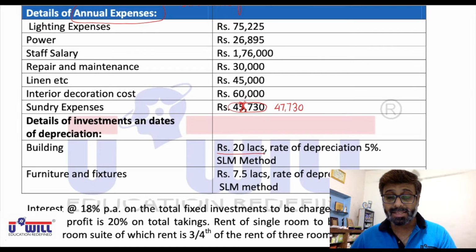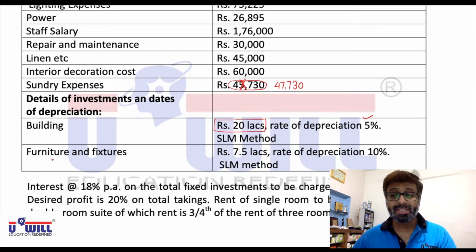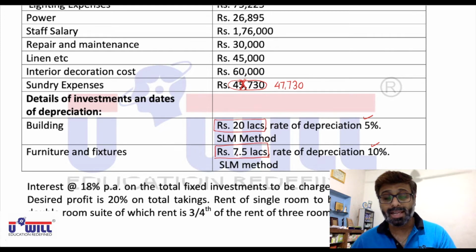Details of investments and rates of depreciation are: building, 20 lakhs is invested in building and rate of depreciation is 5% by straight line method, means we'll count on 20 lakhs only. Depreciation 5% on 20 lakhs. Furniture and fixtures 7.5 lakhs. Rate of depreciation is 10%, again SLM method. So 10% also will be calculated on 7.5 lakhs.